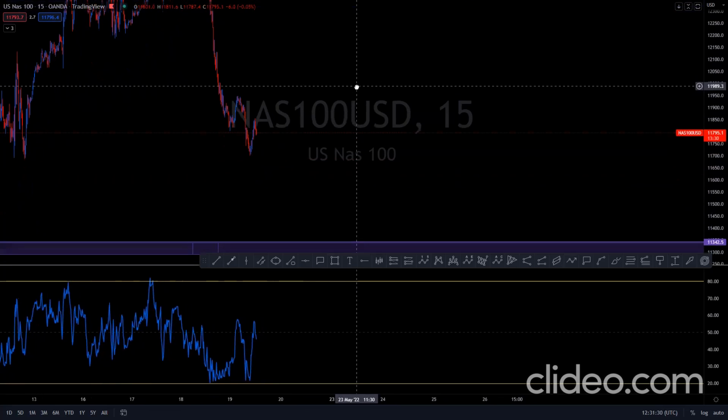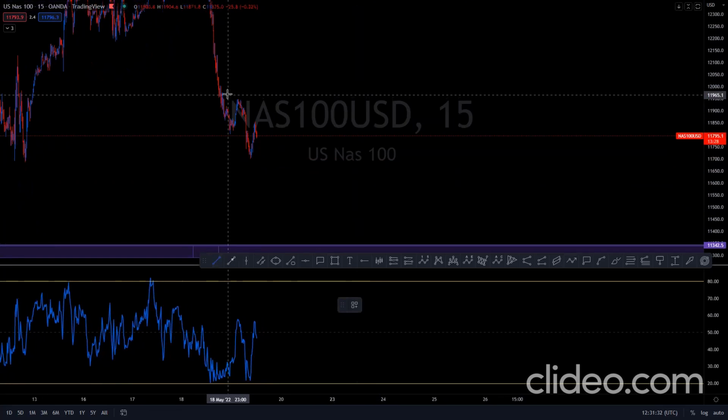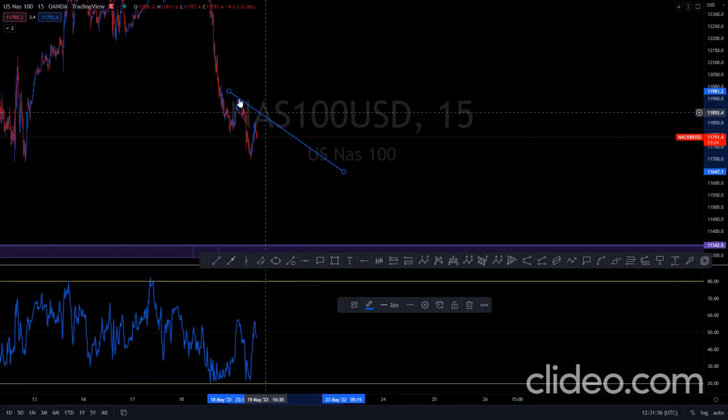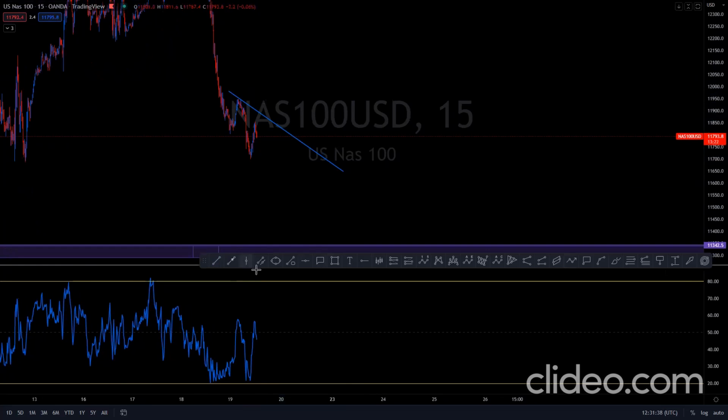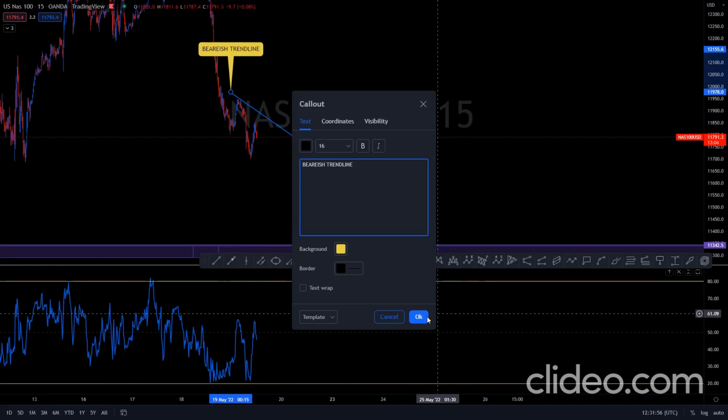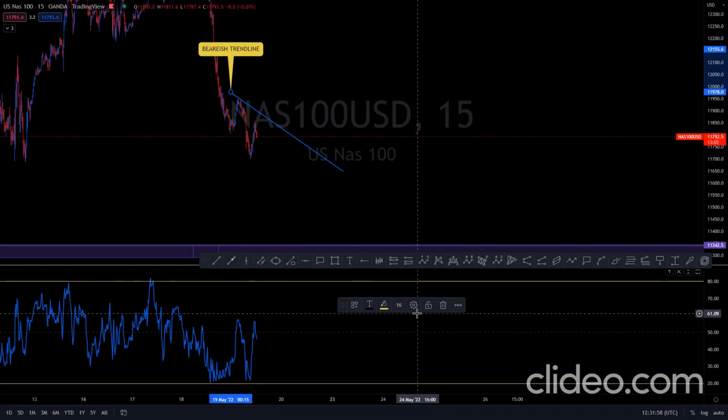So at this point, I'm just going to put a trend line here since we're focusing on the most recent on current price. Then I'm going to draw a note here that's going to say bearish trend line. Okay. That's what I'm going to put.